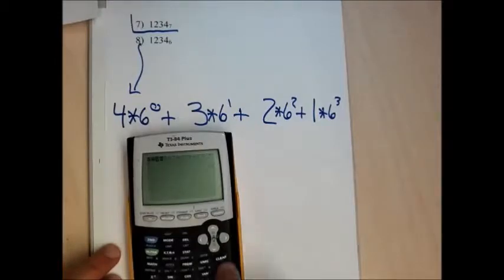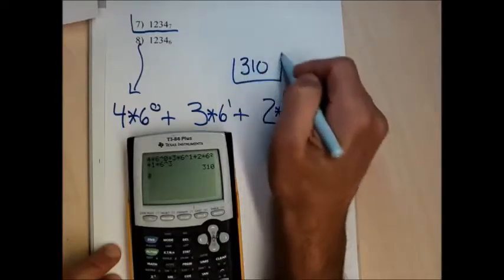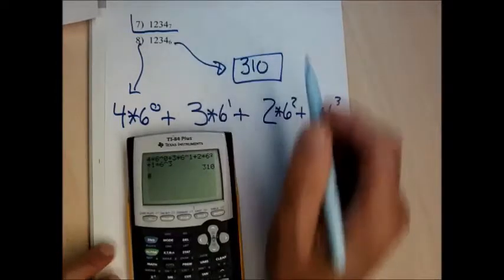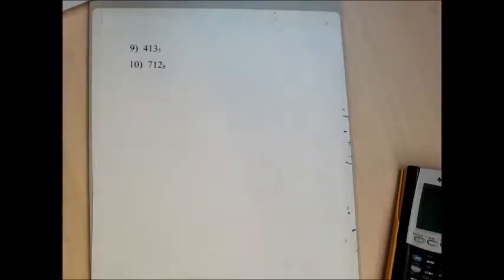4 times 6 to the 0 plus 3 times 6 to the 1 plus 2 times 6 squared plus 1 times 6 cubed, and for this problem I get 310 base 10. So 1, 2, 3, 4 base 6 is equal to 310 base 10, and again your problem 7 you're shooting for 466. Maybe we'll just do 2 more of these and then we'll go to the backwards way. I just feel like that's enough already.